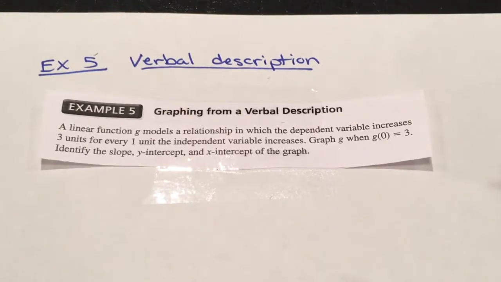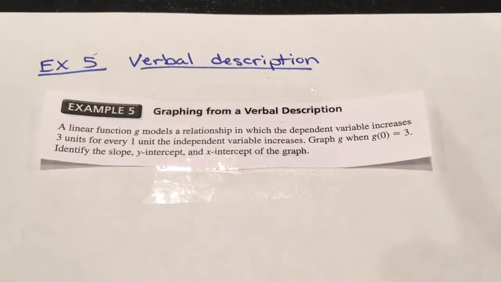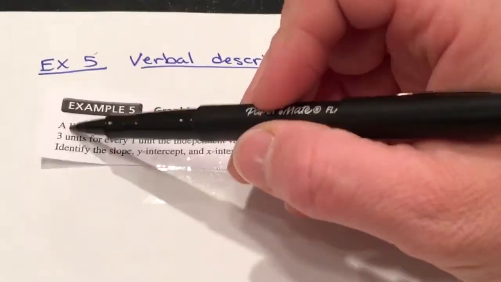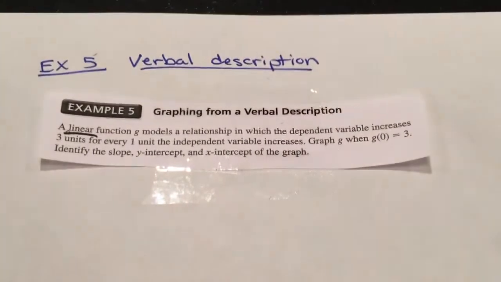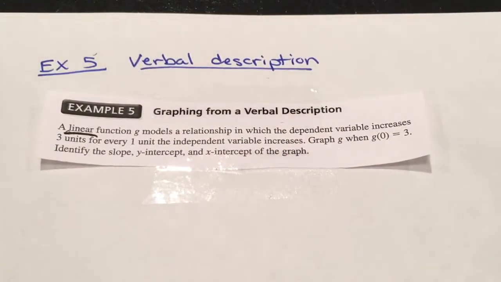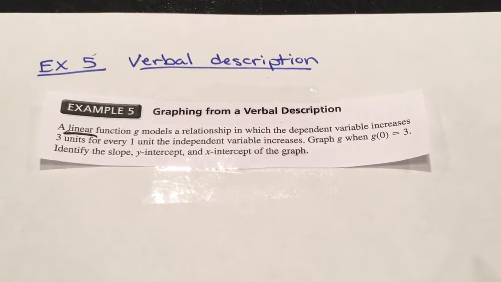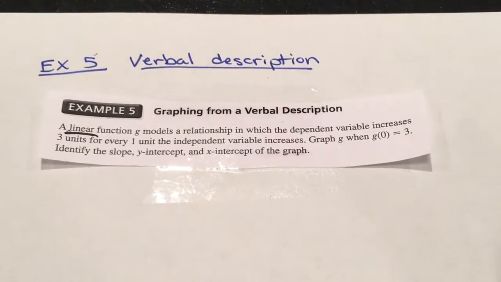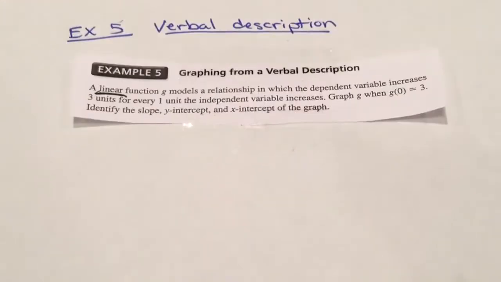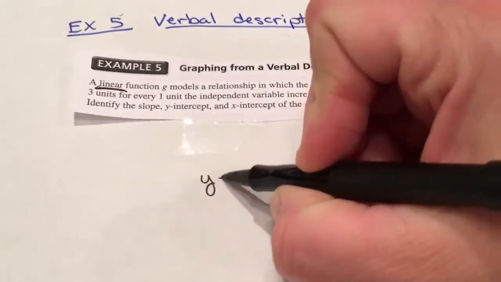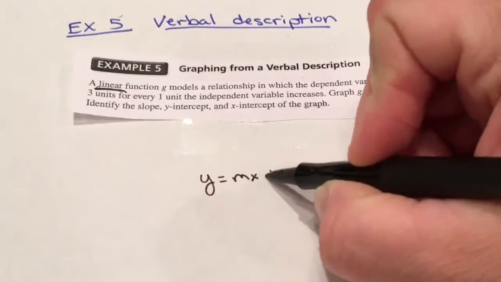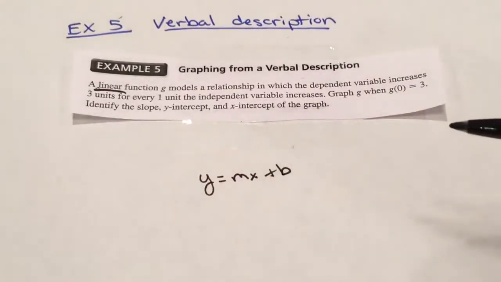So basically you might just be saying, oh my goodness, I don't even know how to set this problem up. But let's start by talking about how it says this word linear. Since it's a linear function, g models the relationship with a dependent variable increasing every 3 units for every 1 unit the independent variable increases. In other words, this means we can write this in the form of y equals mx plus b. So let's take a look.